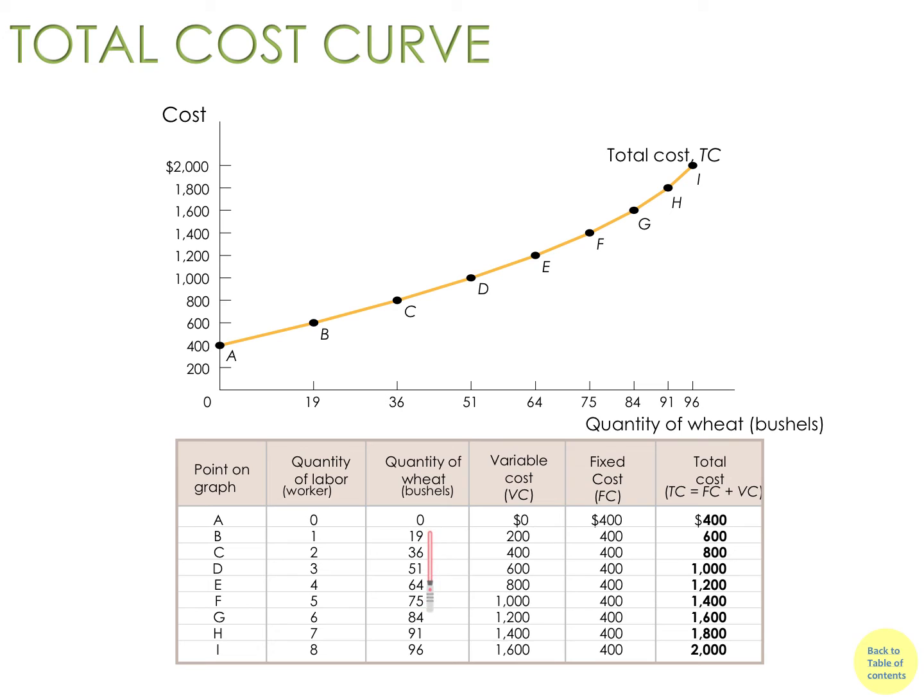It's not constant, right? The first worker adds 19, the second worker adds whatever 36 minus 19 is, 36 to 51. And you're getting, worker I, that last worker from H to I, only adds an extra 5 units of output. So she costs $200, but she only generates an extra 5 bushels. And so those bushels are going to be more expensive. The extra cost of those last bushels are higher than the first bushels.